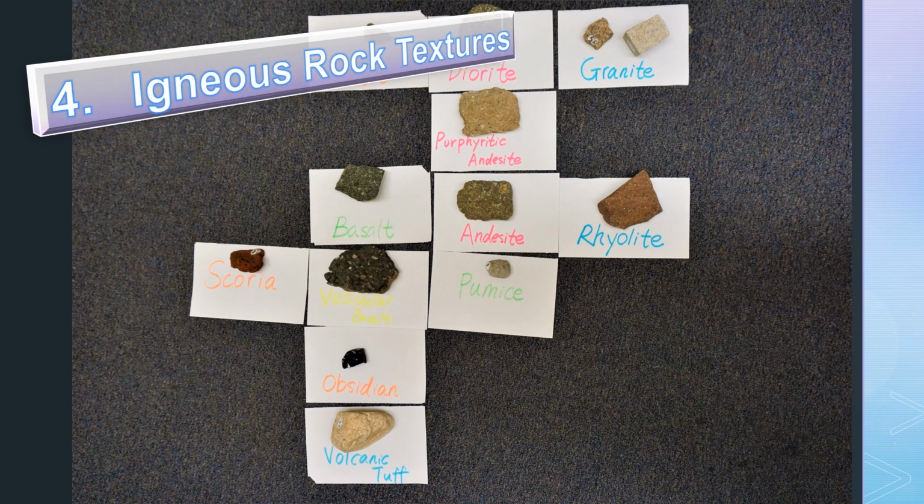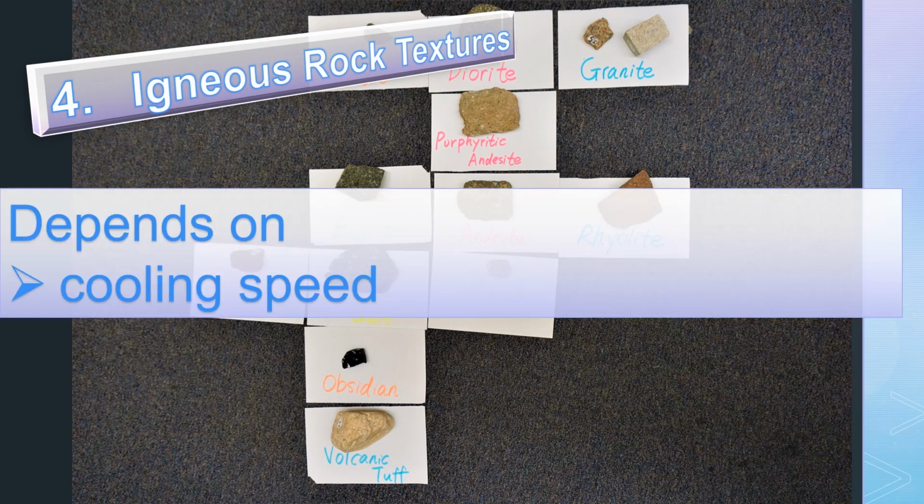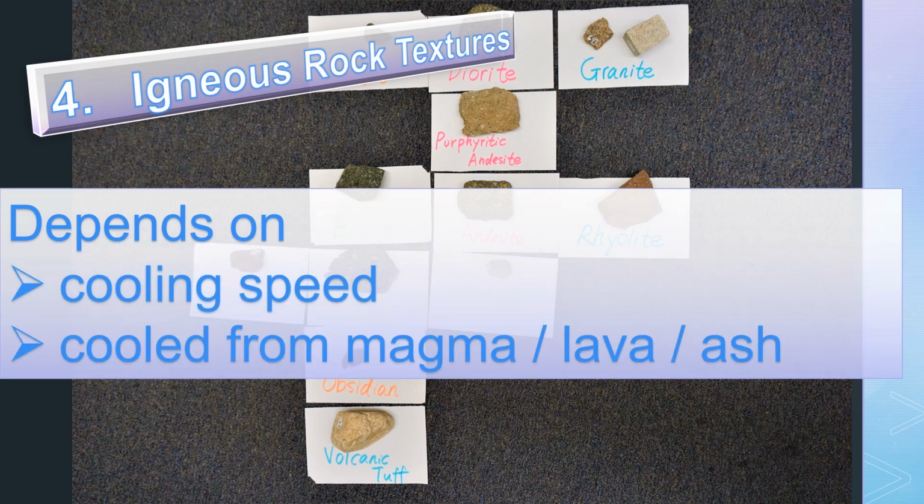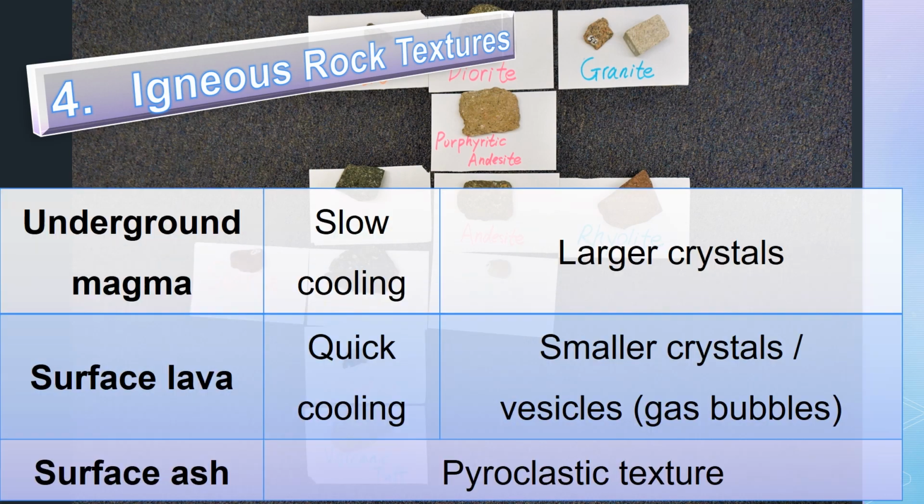Igneous rock textures. There are 6 textures depending on the cooling speed and whether or not it is cooled from magma, lava, or ash. Underground magma cools slowly, causing larger crystals, while surface lava cools quickly, causing smaller crystals, or contains vesicles, which is gas bubbles, and surface ash has pyroclastic texture.